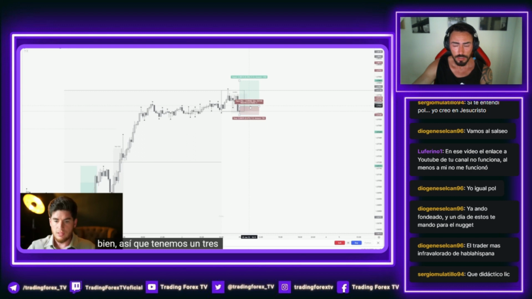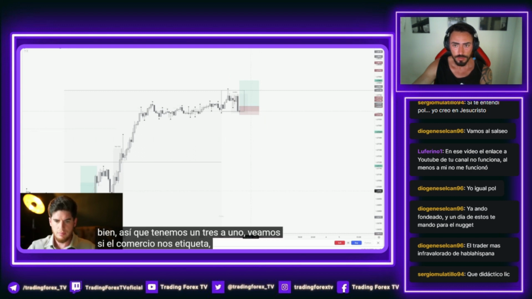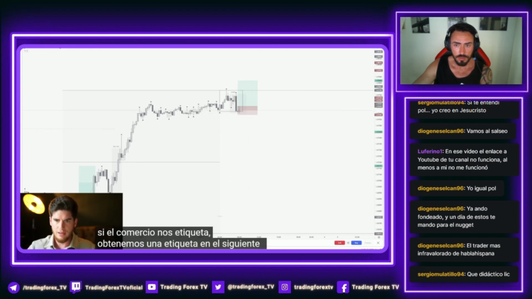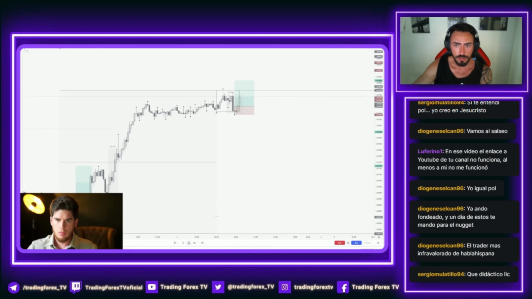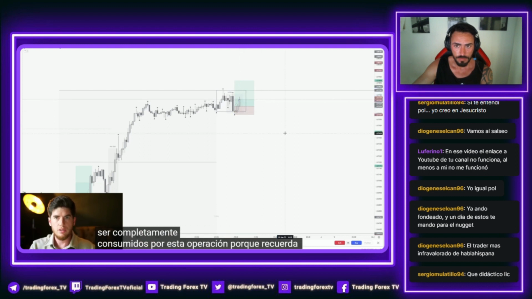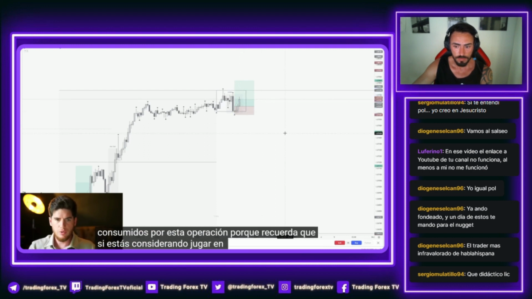Okay, so we have a 3-to-1. Let's see if the trade tags us in. We get a tag on the next candle and it pushes higher. Now we don't want to be completely consumed by this trade because remember, if you are considering counter trend plays, you can also play shorts.